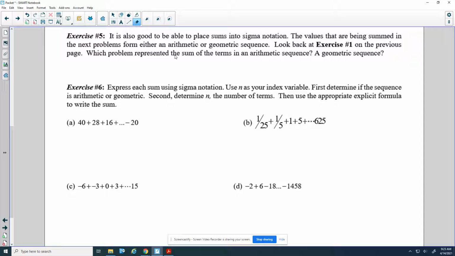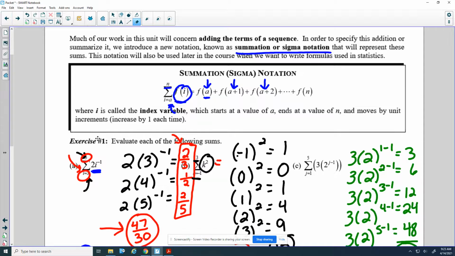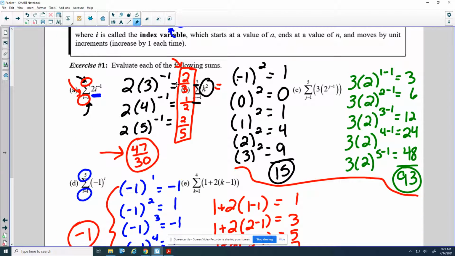So first we're going to look back at exercise 1 on the previous page and decide which problem represented the sum of the terms in an arithmetic sequence and a geometric sequence. So going back to this page, if I look through these numbers I added, this one with the fractions is definitely not arithmetic or geometric, nor is this one. This doesn't really have an adding or a multiplying pattern.